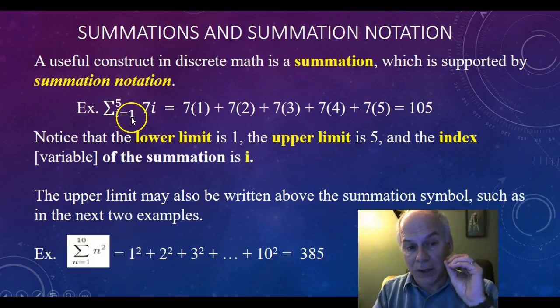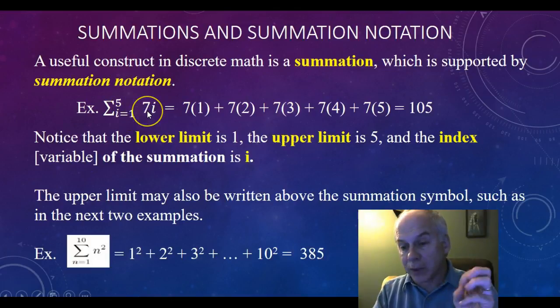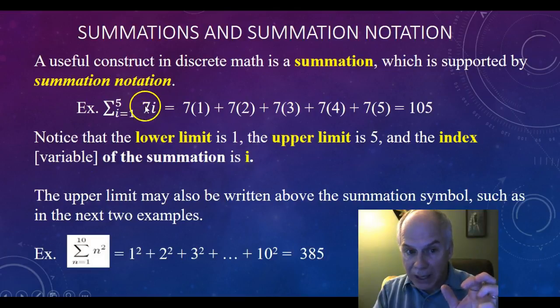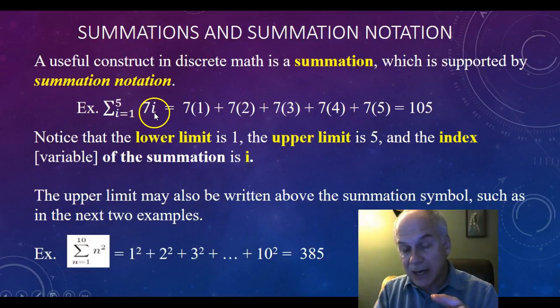So starting with i equal to 1, then i equal to 2, and then i equal to 3, and i equal to 4, and i equal to 5. So what are we plugging i into? Well, we're plugging i into this formula, 7i. So 7 times 1 plus 7 times 2 plus 7 times 3 plus 7 times 4 plus 7 times 5.